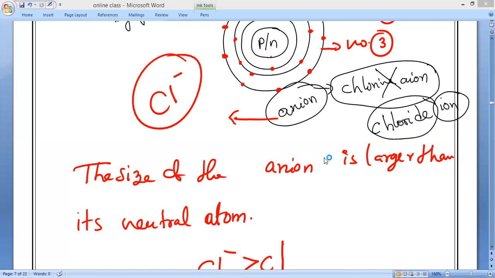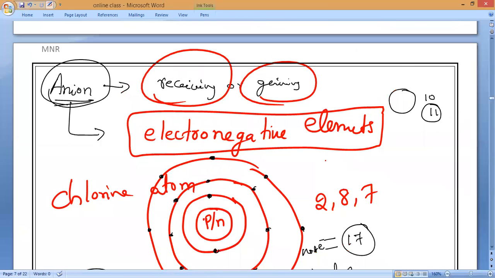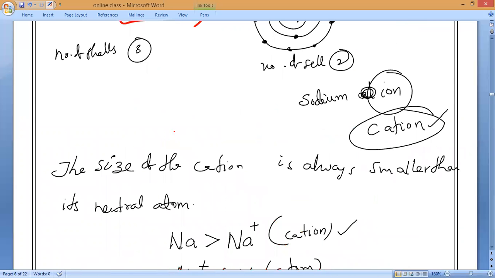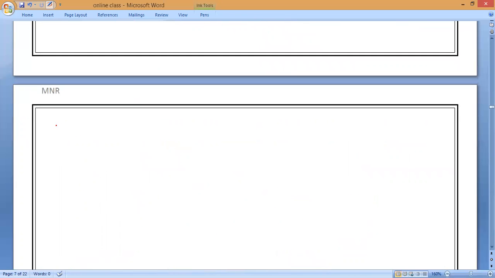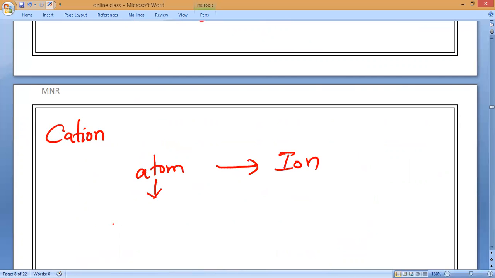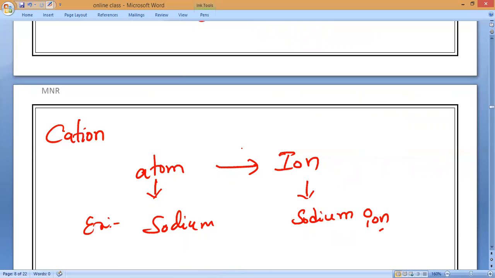Or else now one more thing I will say. You see guys, before I said sodium atom and sodium ion. If we take the cation, this is very, very important while writing the formula. For cations, the atom and the ion have the same name. For example, if we take the sodium atom, what name do I give the ion? Anyone can tell me? Sodium ion. Understood? So for cations, there is no change in the name.